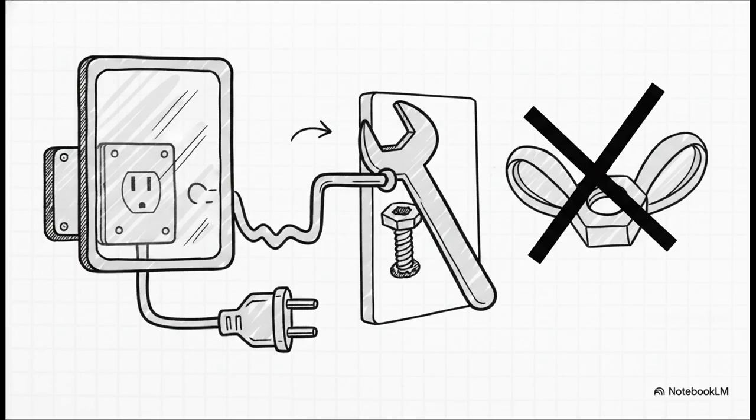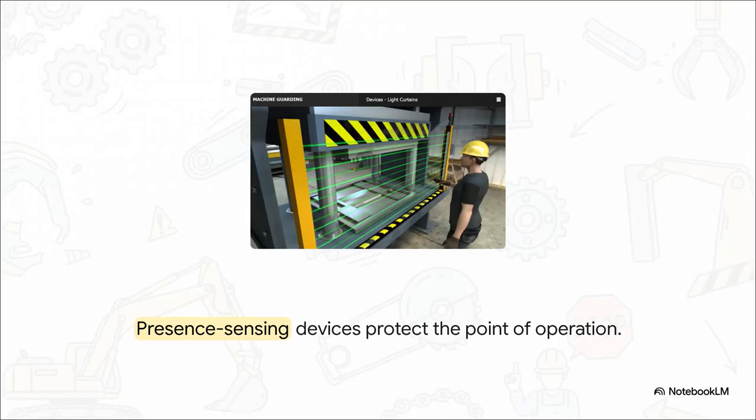Quick maintenance note here. When we secure guards, we do not use easily removable wing nuts. We use solid nuts and bolts, specifically recessed head fasteners like Allen screws, to ensure these guards cannot be easily bypassed on the fly. We've also got some pretty high-tech presence-sensing devices on the floor, like these laser light curtains.